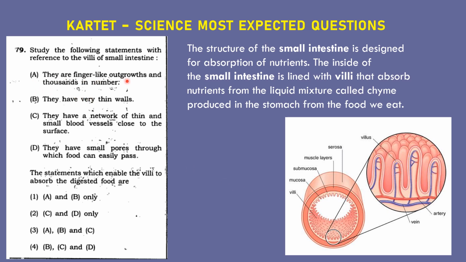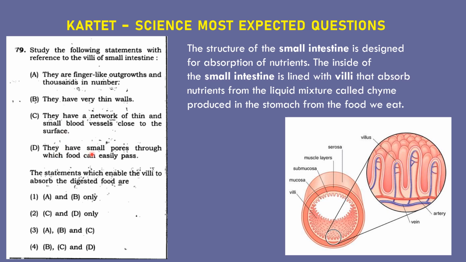They are finger-like outgrowths and thousands in number. They are having finger-like outgrowths and you can see thousands of them. Therefore, this statement is correct. They have very thin walls. Yes, they have very thin walls. They have a network of thin and small blood vessels close to the surface. You can observe here a network-like structure, very thin, and you can see the blood vessels close to the surface. Therefore, this statement is also correct.